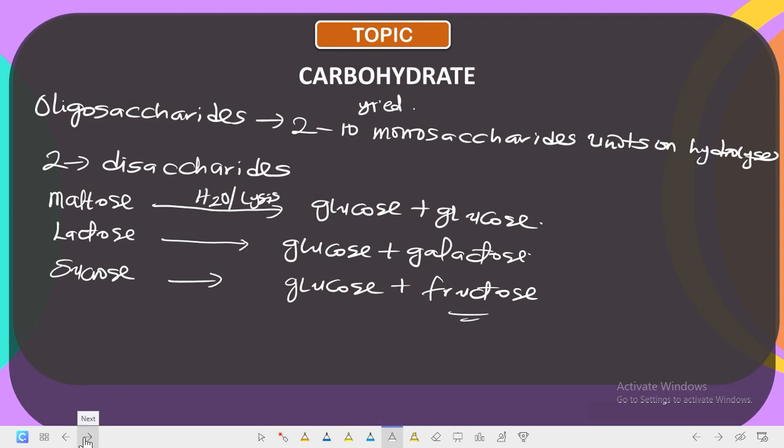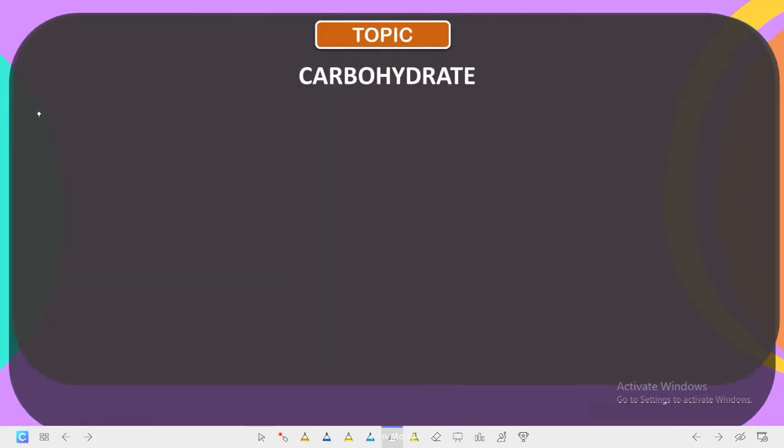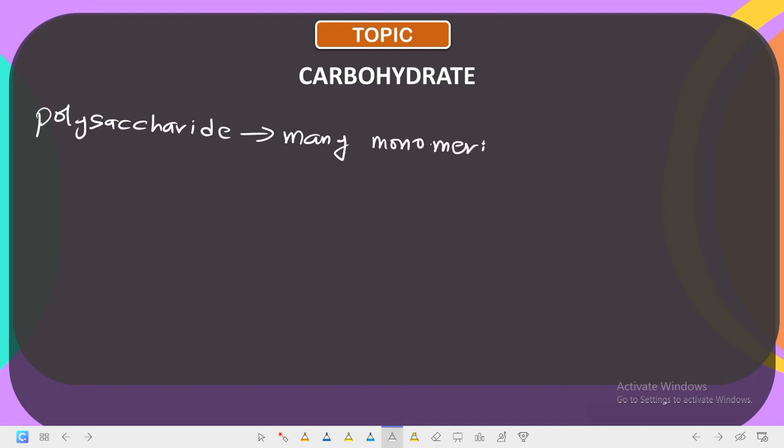Now let us look at polysaccharides. Polysaccharides are of two types. As the name implies, poly means what? Many. When many monomeric units, like 50 and above, join together, it forms a polysaccharide. And they are classified into two.